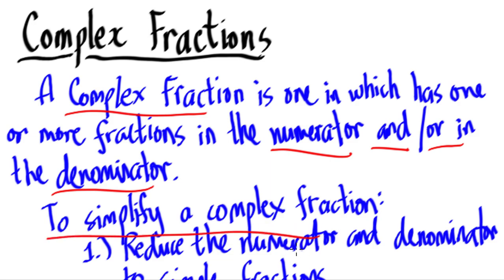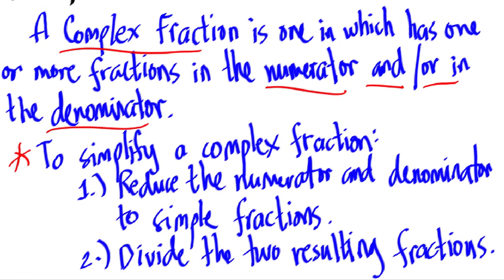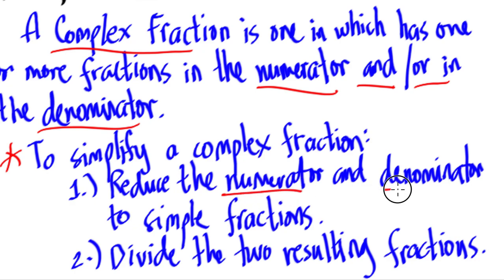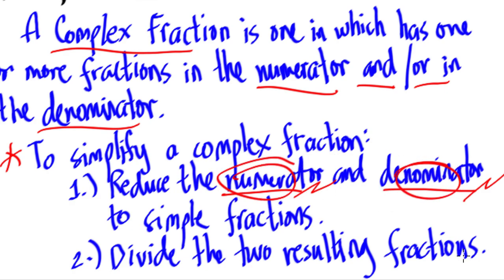So how do we simplify complex fractions? First, we will need to reduce the numerator and the denominator into simple fractions, so that there's a single linear way to see the numerator and the denominator. When I say linear, I mean there is one straight expression. There are no more fractions in the numerator side or in the denominator side. We will see a simple fraction composed of a single expression numerator and a single expression denominator.